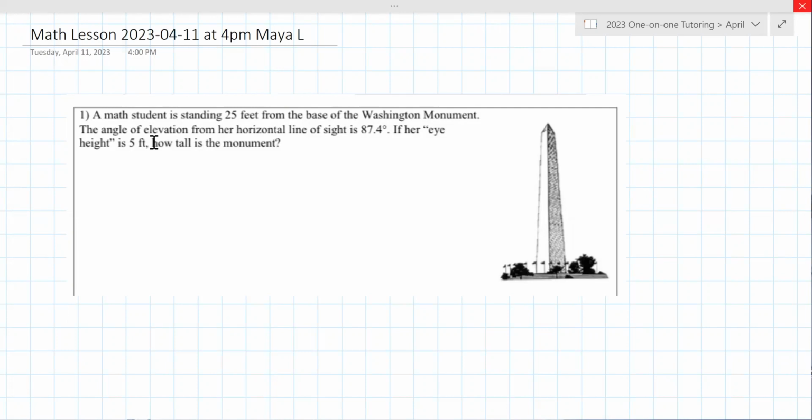Normally I have students set these up, but this one is a little bit awkward. They're actually doing it the right way, which is you're here and your eye line is out horizontally to the monument. Actually, let me get a little closer here. And then there is a right triangle here. You see that?